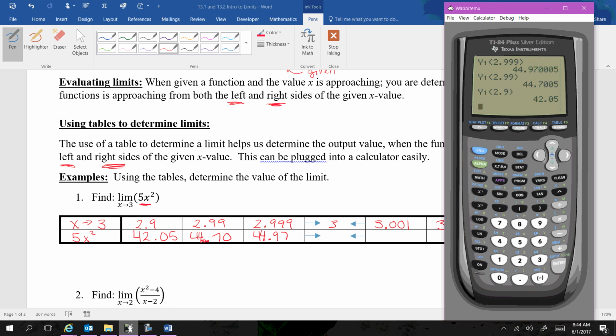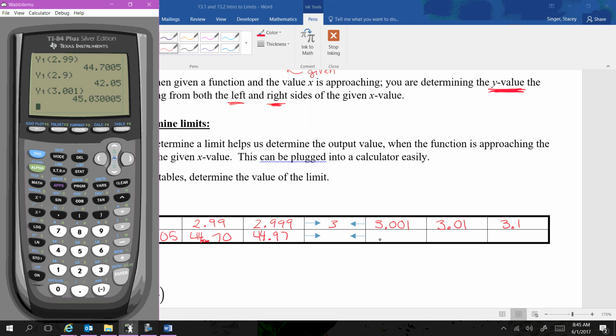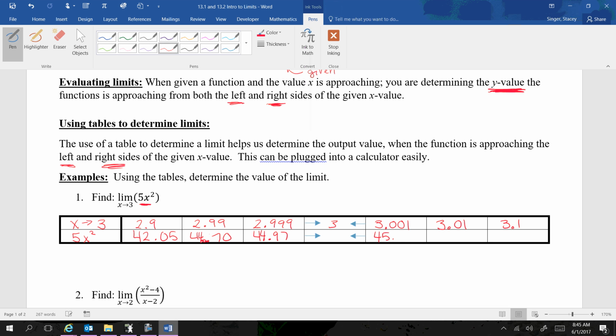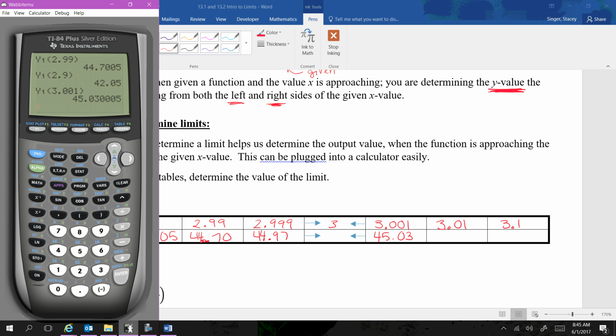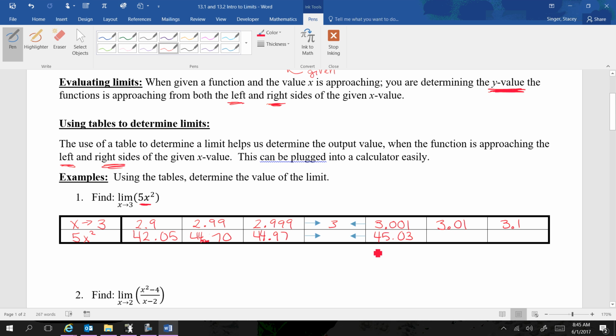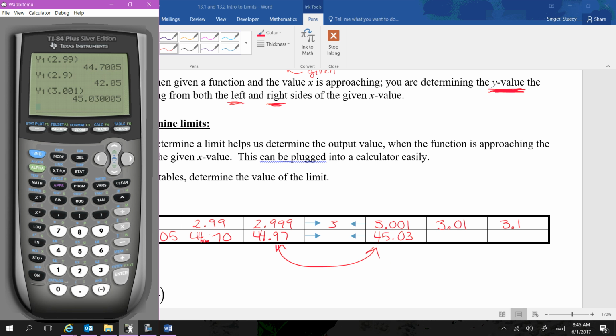So I'd want to do the same thing for the right side of that value. So 3.001, 3.01, and 3.1. If I type in 3.001, I get 45.03. So if I finish my table, which at this point, you know what it's approaching on the left side and the right side, what these two values are getting closer to? It's getting closer to 45.